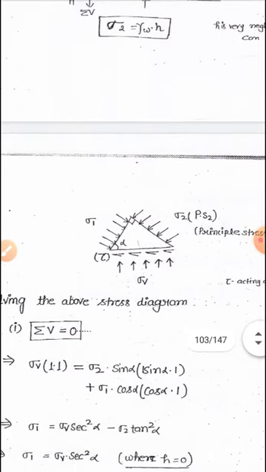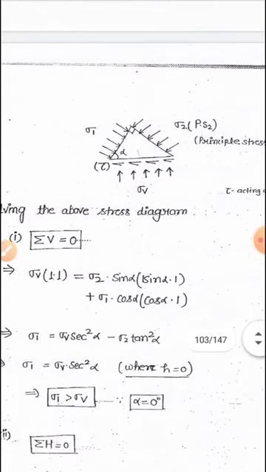So to avoid the compression failure, the permissible stress should be greater than the principal stresses sigma 1 or sigma 2, and the shear stress in this gravity dam should be less than the crushing strength of the material.